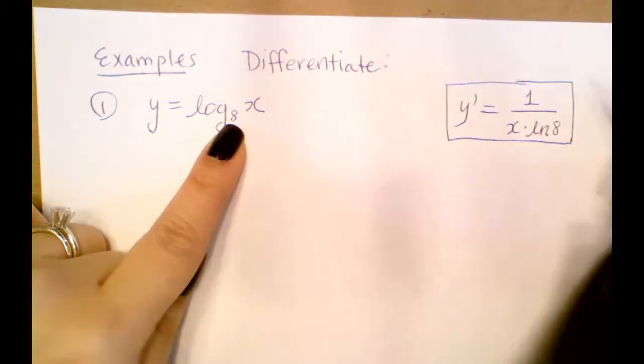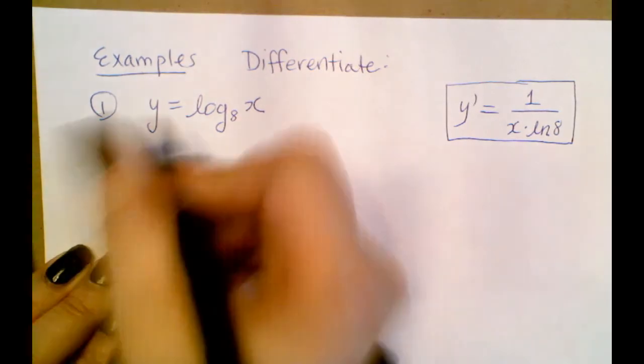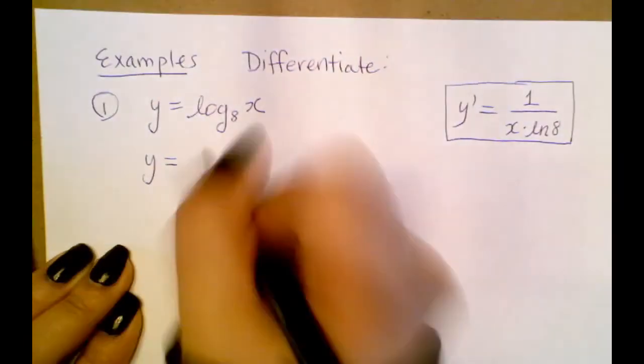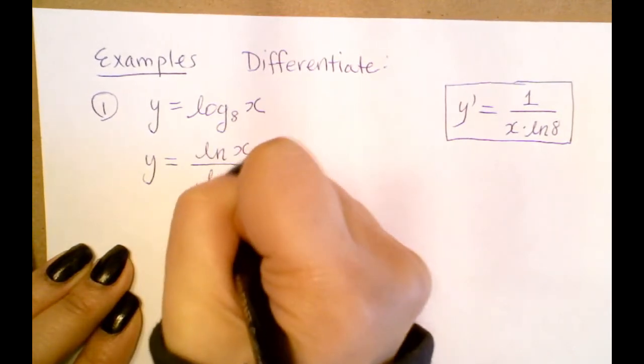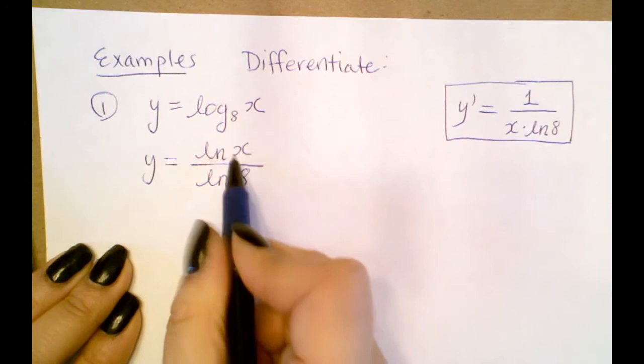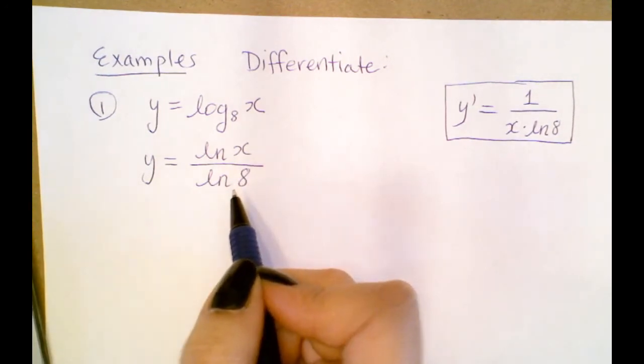Well, why not? I don't have to stop this lecture in an hour and 15 minutes like every day. So I'm just going to keep on going. All right, so what's that going to be? I can rewrite this as natural log of x over natural log of 8. What property am I using here? I'm using the change of base formula, right?